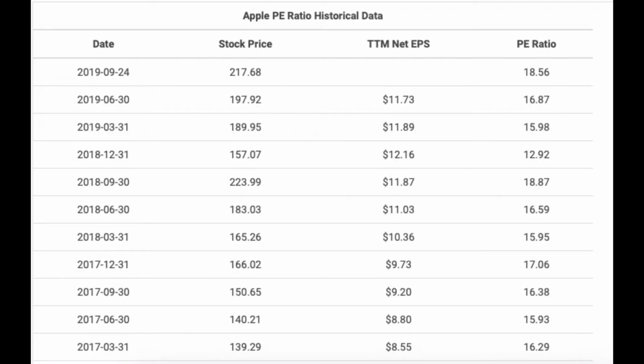So let's look at some PEs right now. So here we go, guys. Apple PE ratio, historical data. Now we could look at June 30th, 2019, right here. The stock price on that date was $197.92. The trailing 12-month net earnings per share was $11.73. So we take the current stock price, divide that by the trailing 12-month net earnings per share. We get a PE ratio of 16.87.